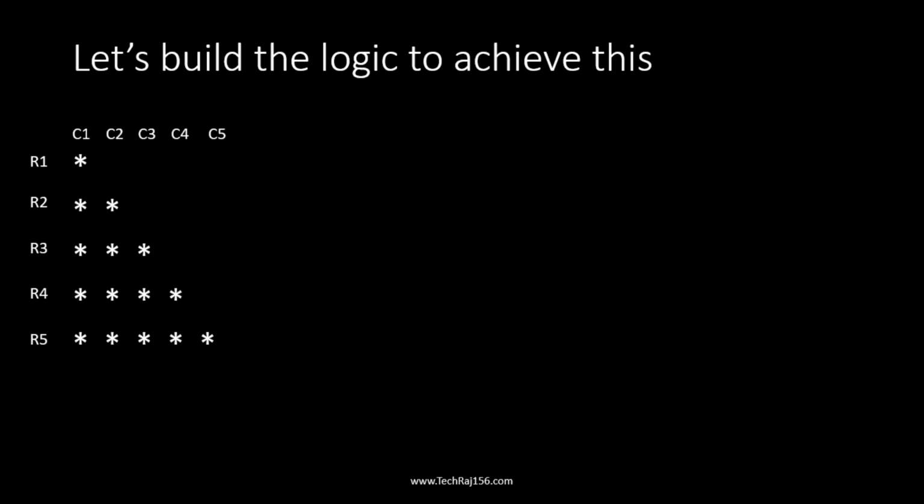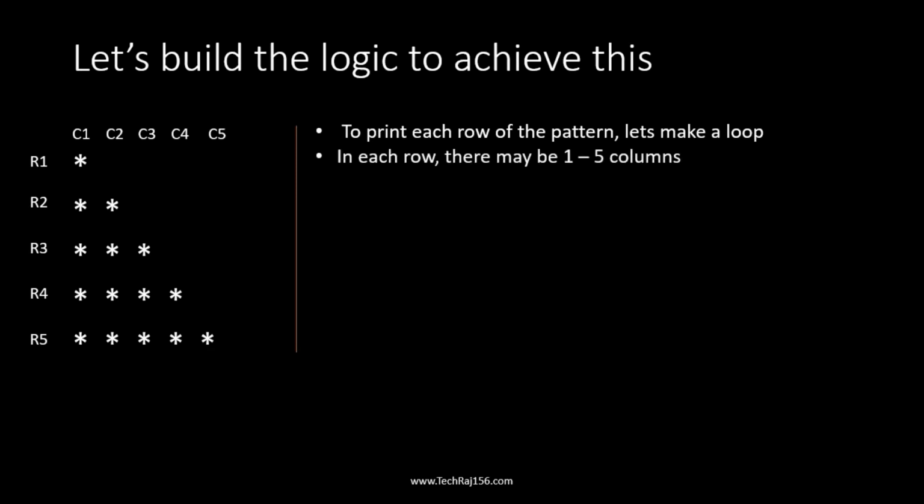Now let me write my logic. Let me tell you how I interpret this. To print each row of the pattern, let's make a loop. Let's make one loop to print each row of the pattern, and this loop is associated with printing each row. In each row there may be 1 to 5 columns. It might be 1 column, 2 columns, 3 columns, 4 columns, 5 columns. A minimum of 1 column and a maximum of 5 columns will be there in every row in this given pattern.